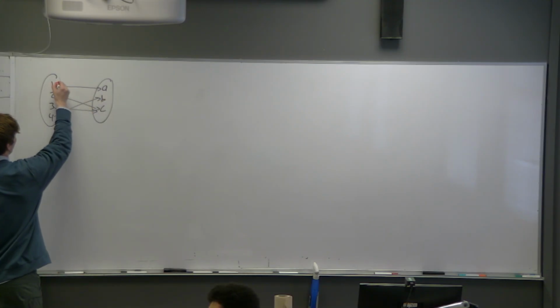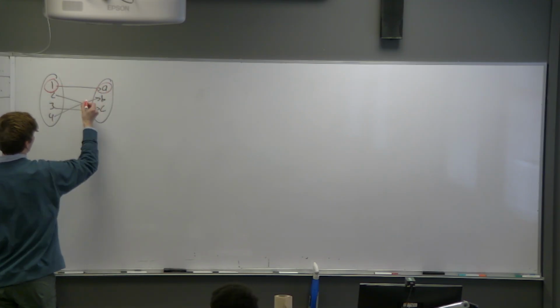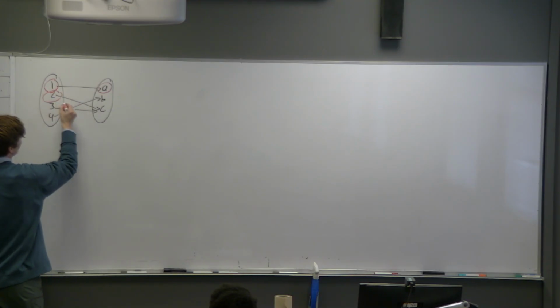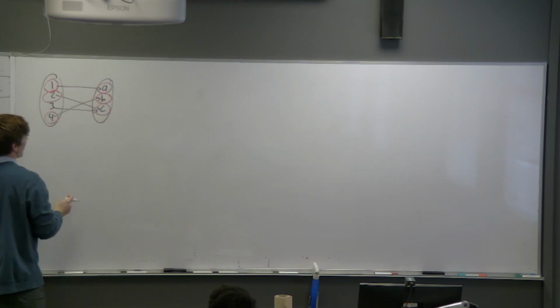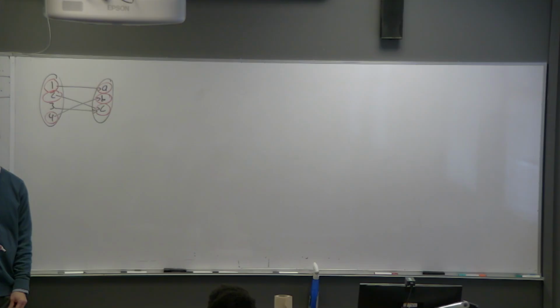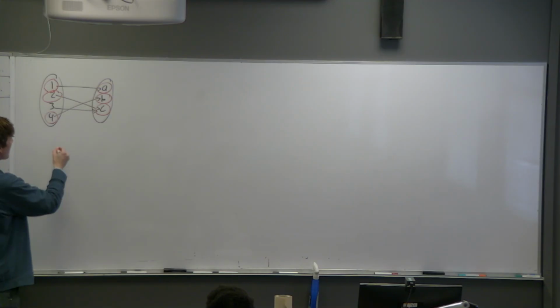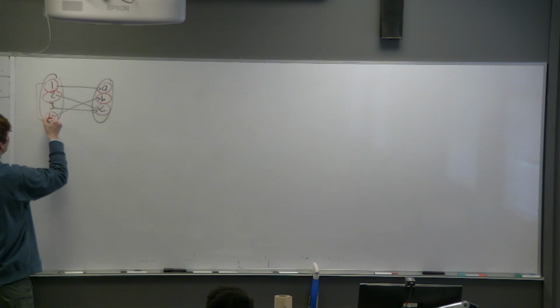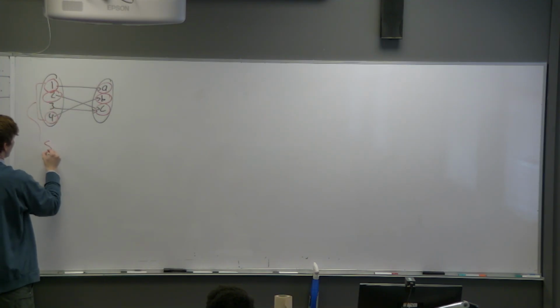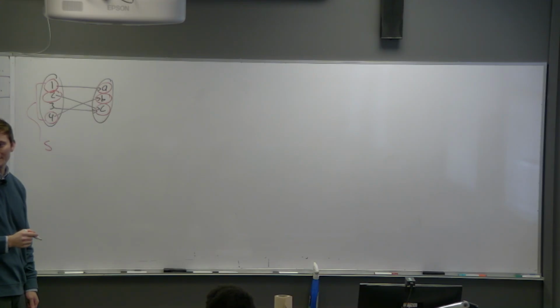So 1 hits A, okay, we're good. 2 hits C, okay, we're good. 4 hits B, okay, we're good. We don't need 3. Yeah, we've hit everything on the right-hand side. So we can just essentially ignore that little piece right there. This is some proper subset right here. This is your subset S. And that does what you want.